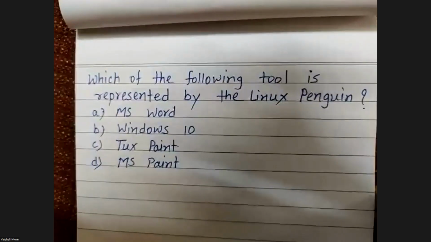Shall I read Vaishali's question? Yes, I have pinned it. Okay, so the question: which of the following tools is represented by the Linux Penguin? MS Word, Windows 10, Tux Paint, and MS Paint. Well, I feel this is a well-drafted question and it is really checking the competency of the student because we are talking about a logo identification. Am I right, Miss Vaishali?